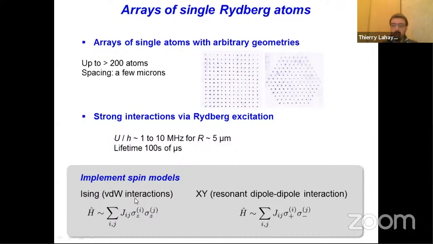If you just rely on the van der Waals interactions that you have between Rydberg levels, you have this sigma z term for your spin-spin interactions. Now if, instead of using the ground state and the Rydberg state to encode your qubit, you use two different Rydberg states like S and P, then you can have resonant dipole-dipole interaction, and in terms of spins, the Hamiltonian you implement has this sigma plus sigma minus term, this flip-flop, and this is the XY model.